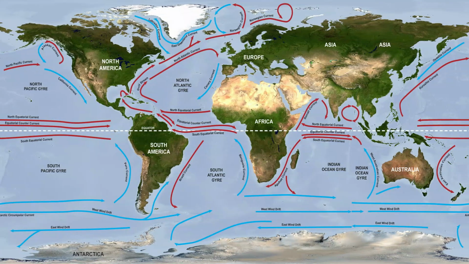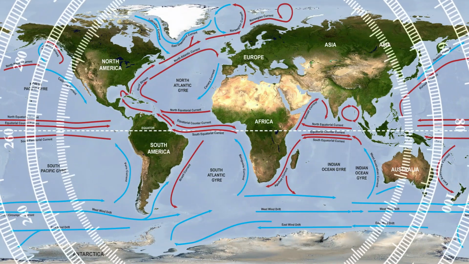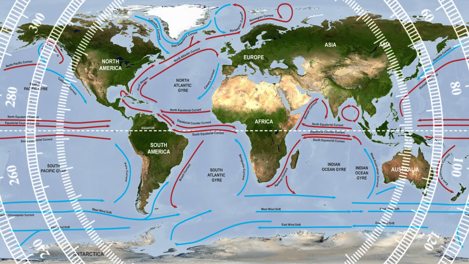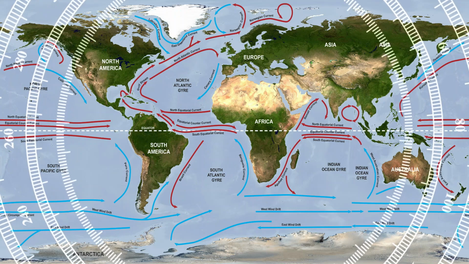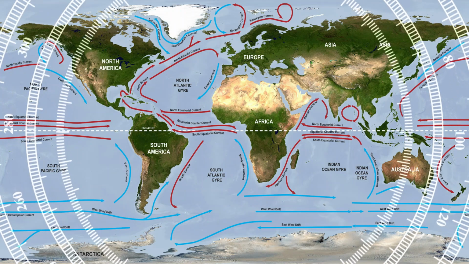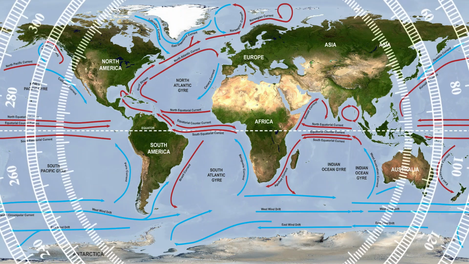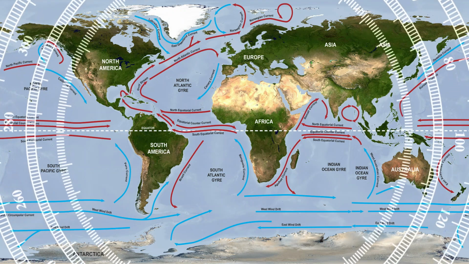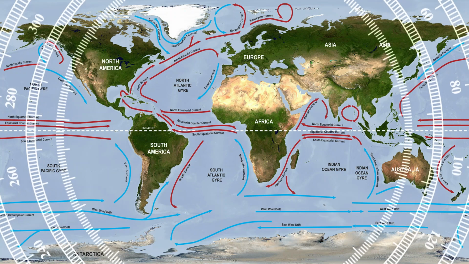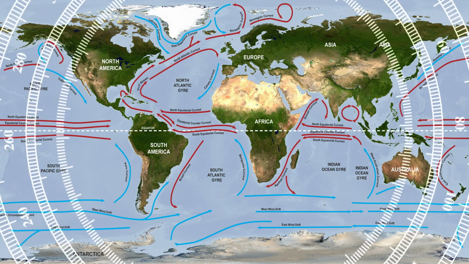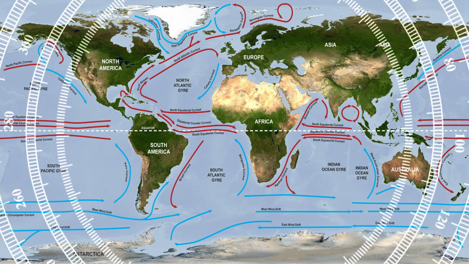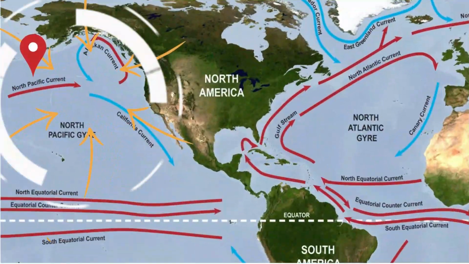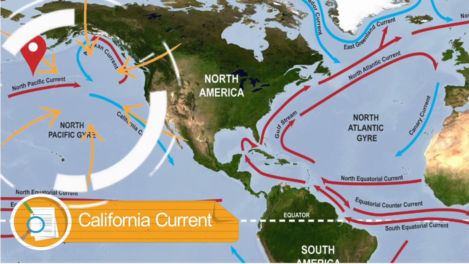Next is the southward flowing current of the west coast of the United States in the Pacific Ocean. So we are looking for a southward movement of the current in the western part of the United States. And there, it is the California Current.